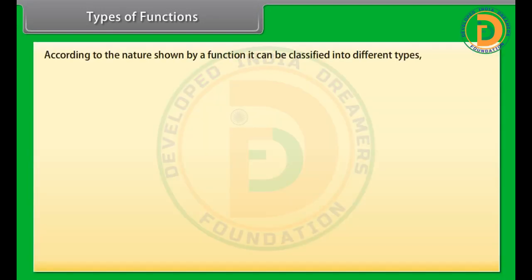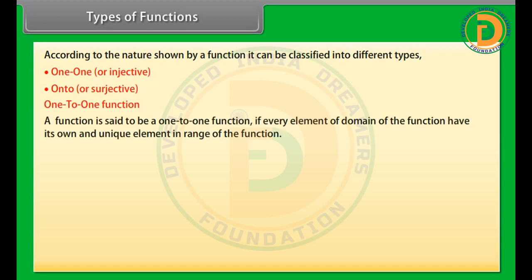Types of functions. According to the nature shown by a function, it can be classified into different types: one-one or injective, onto or surjective. One-to-one function. A function is said to be a one-to-one function if every element of the domain of the function has its own unique element in the range of the function.